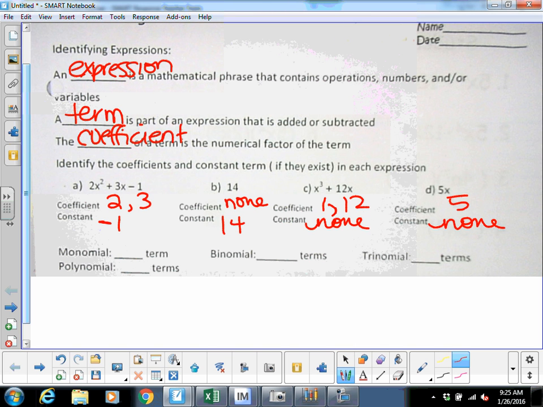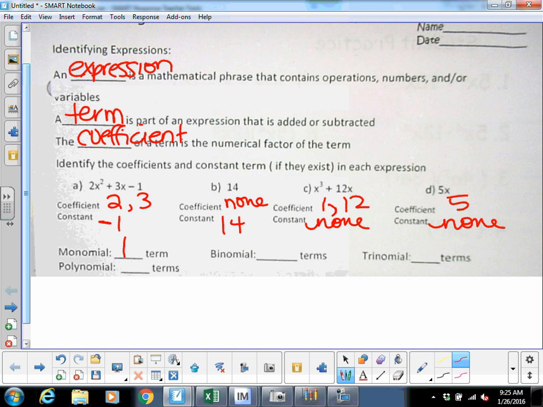All right, so down here we're going to talk about different types of expressions, different types of what we call polynomials. A monomial has the root word mono. Anybody have a clue what mono means? 1. It is one term. Which one up there, A, B, C, D, could be one term? D and B are both one term.